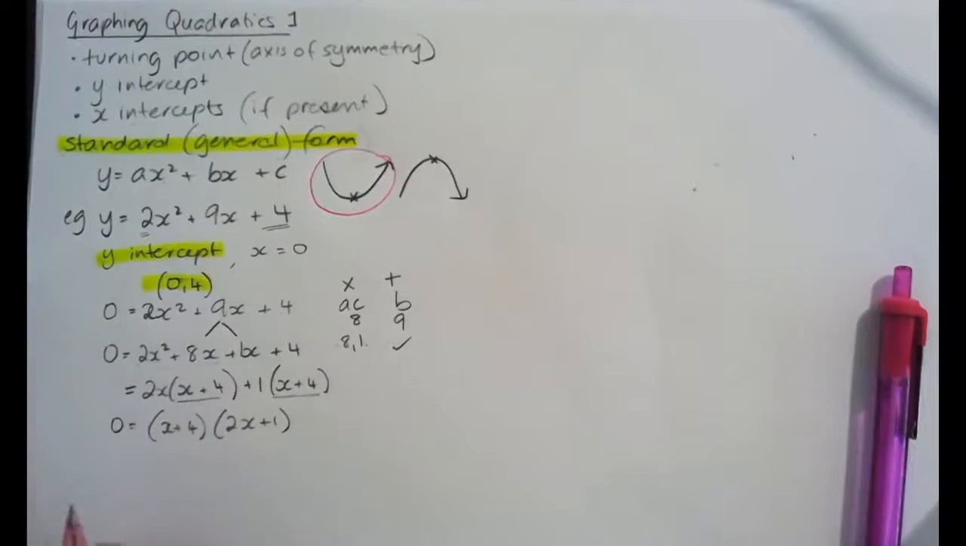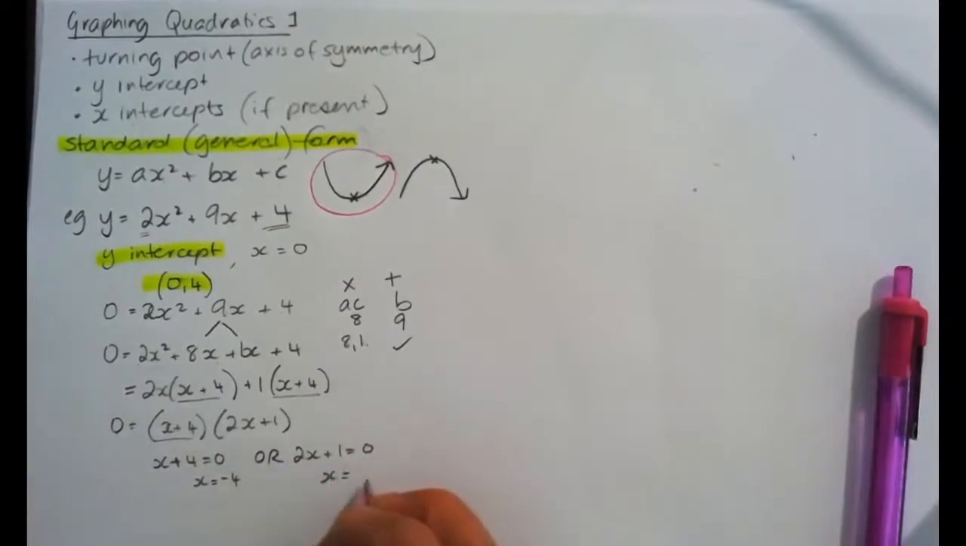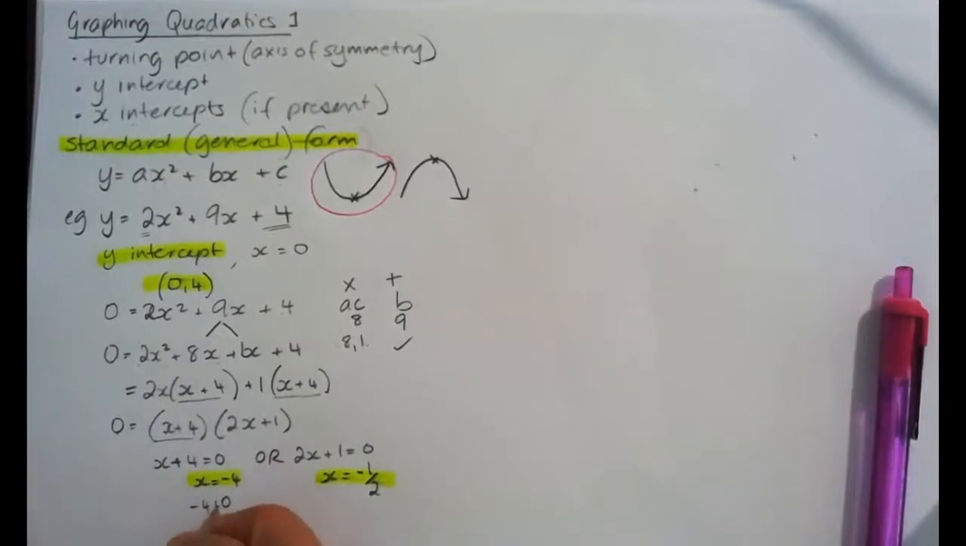So remember, with our null factor law, if either that or my second lot of brackets equals 0, then my answer is going to be equal to 0. So x plus 4 could equal 0, therefore x equals negative 4, or 2x plus 1 could equal 0, so x is going to equal negative a half. So we've got two solutions, or two x-intercepts. So they're going to occur at (-4, 0) and (-1/2, 0), where it's going to cross the x-axis.